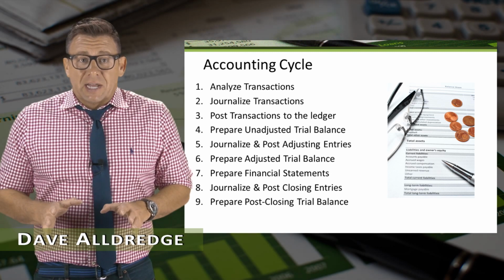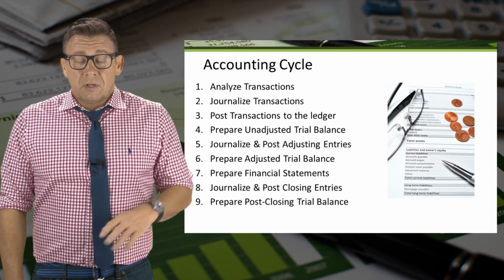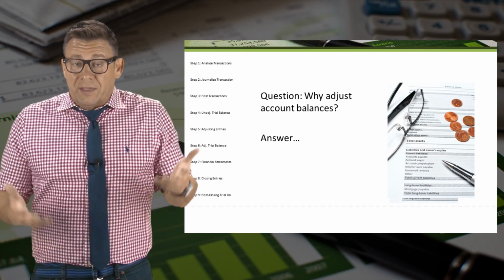Let's revisit the accounting cycle. Notice that step 5 relates to adjusting journal entries. So question, why adjust account balances? Why do they need adjustment?